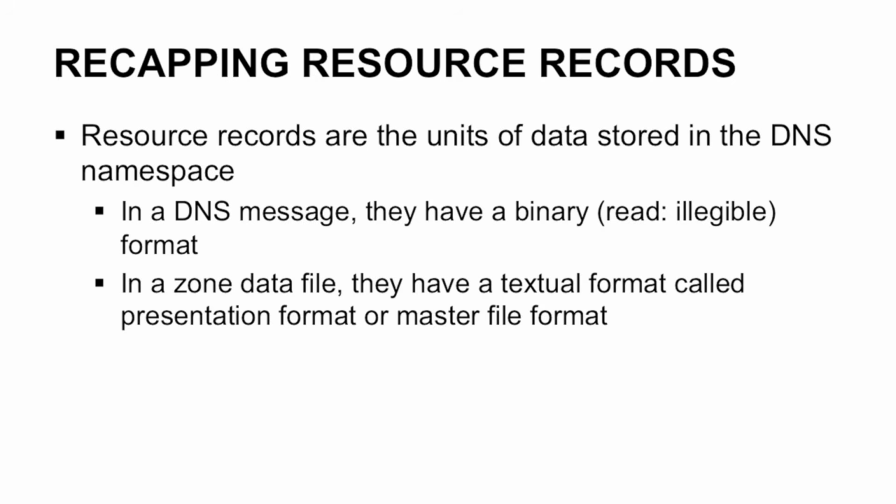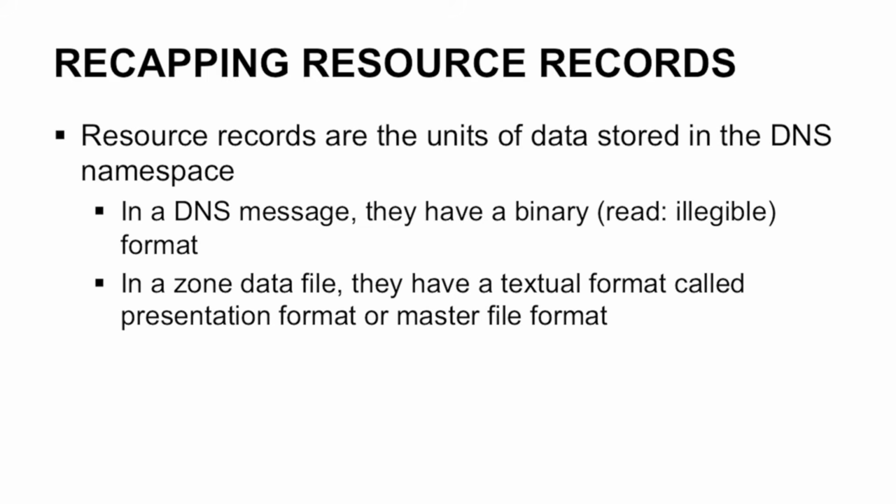Back when we were discussing resolution, we mentioned resource records, or RRs for short. These are the units of data stored in the DNS namespace. They map domain names to IP addresses, mail routing information, and more. Referrals consist of resource records. But what do resource records look like? Inside a DNS message, resource records appear in a binary format, but in zone data files, and in the output of better DNS query tools, they often appear in a textual format called presentation format or master file format.